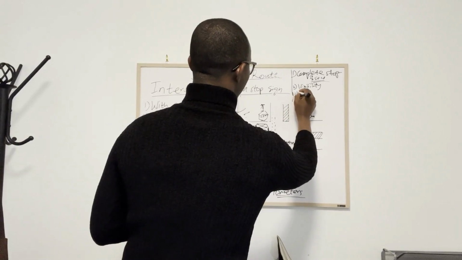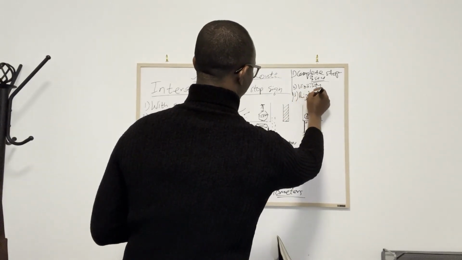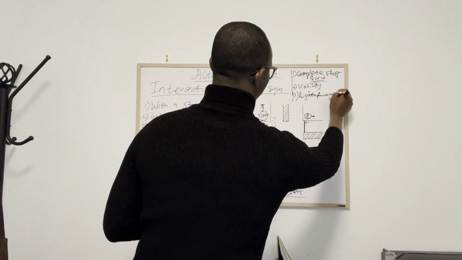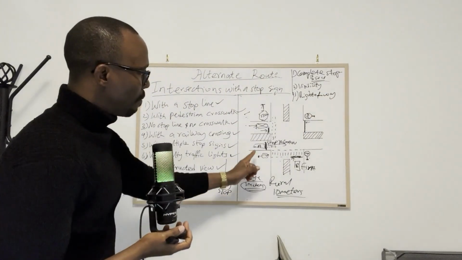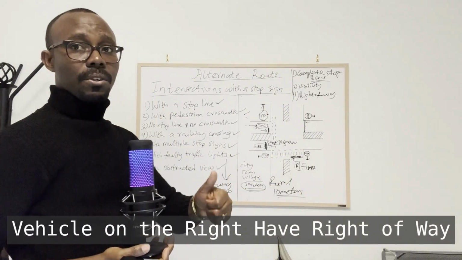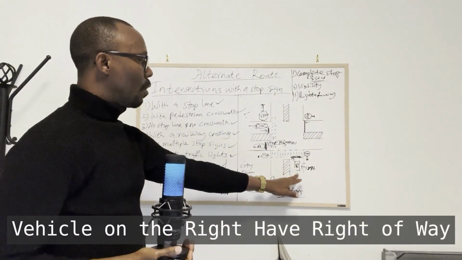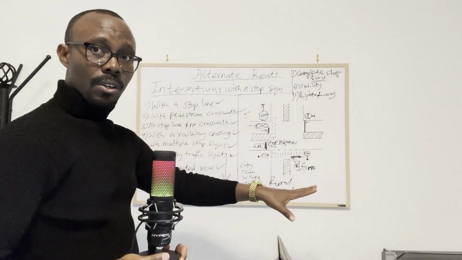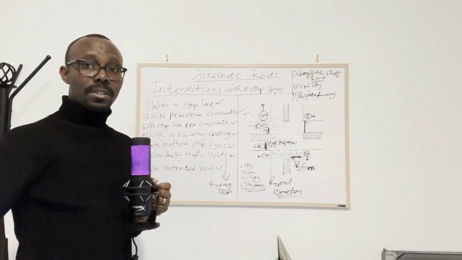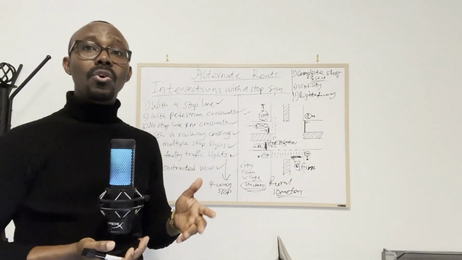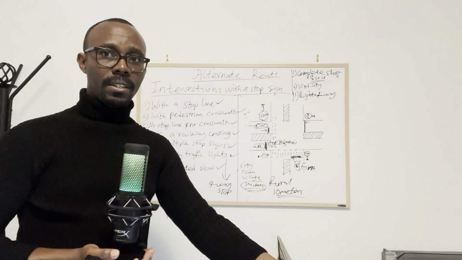Now, number 3 is right of way. We have talked about right of way earlier when we said the vehicle on the right has the right of way. This is very important. Take note of that: if 2 or more vehicles come to a stop at the same time at an intersection with a stop sign, the vehicle on the right hand side always has the right of way. Now, it's important that you always establish your right of way.